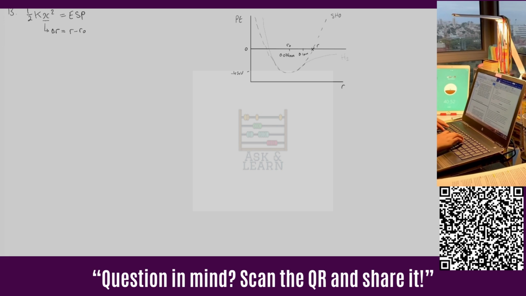When we look at the diagram given in figure 29.17, we see that the simple harmonic oscillator curve crosses the axis when potential energy equals 0 at some point r. Now we have to estimate this point. So I've taken an estimate at r equals 0.125 nanometers.